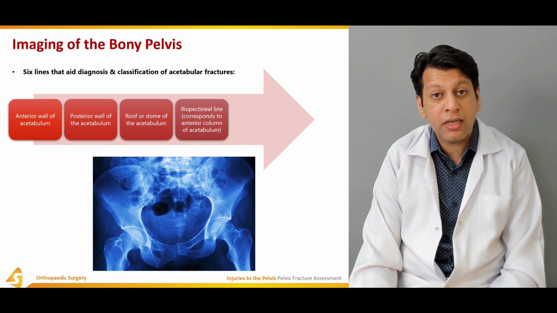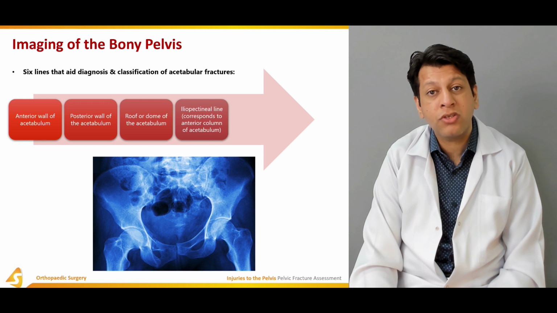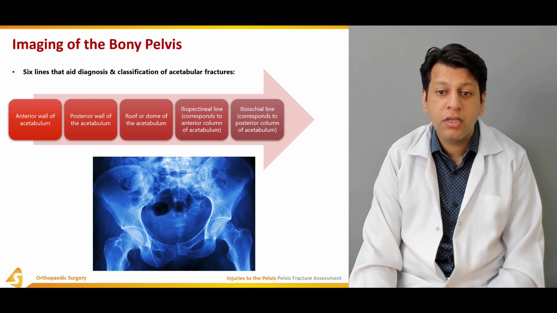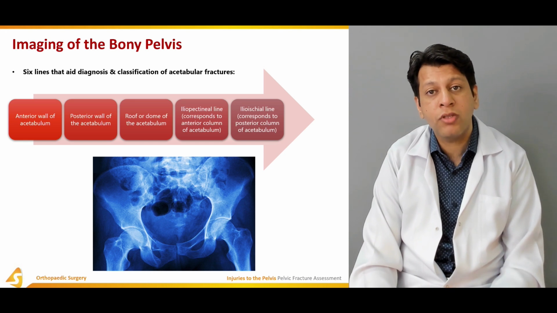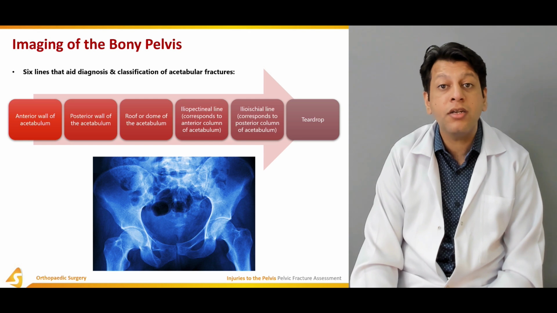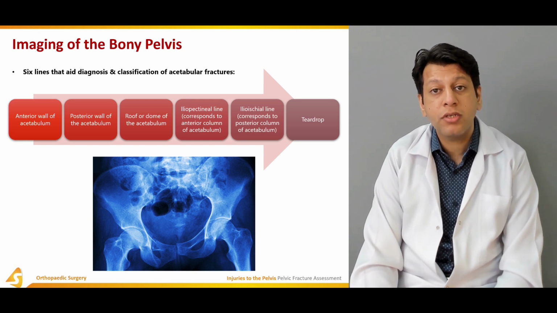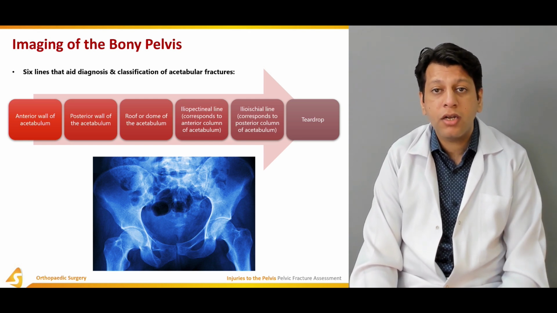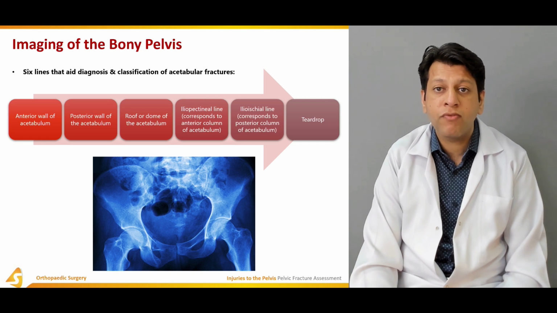Then comes the iliopectineal line. This will indirectly tell the status of the anterior column, and then the ilioischial line, which indirectly tells the status of whether the posterior column is intact or not. And lastly, it is the teardrop. If the teardrop is present, that means there is adequate width of the acetabular wall.